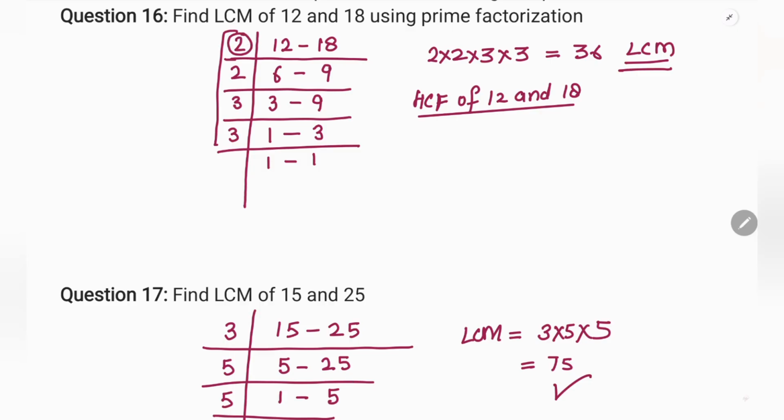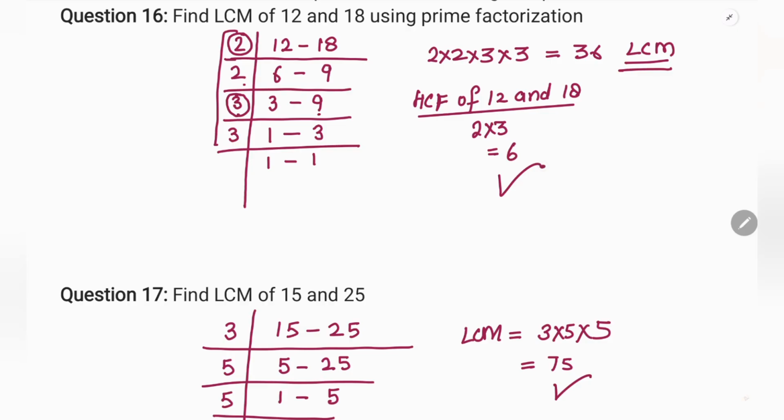Okay. Now is 2 dividing both these numbers? No. So you will not take this 2. Now see, is 3 dividing both these numbers? Yes. So you will take this 3. Now you just take the circled numbers. 2 times 3. Answer is 6.